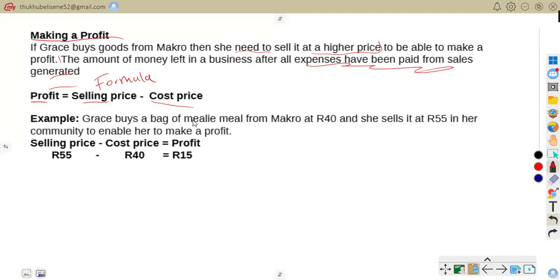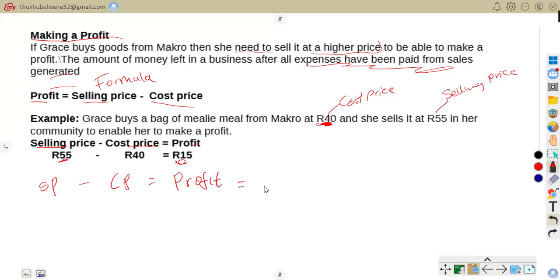So for example, Grace buys a bag of milk from Macro at 40 Rand. That is the cost price. And she sells it at 55 Rand. That is the selling price, in her community, to enable her to make a profit. So selling price minus cost price is equal to profit. 55 is our SP, selling price, minus CP, cost price, and then it gives us a profit of 15 Rand. That is that.